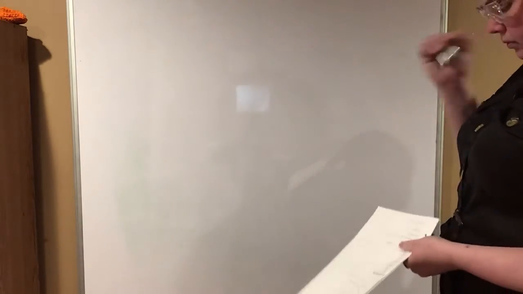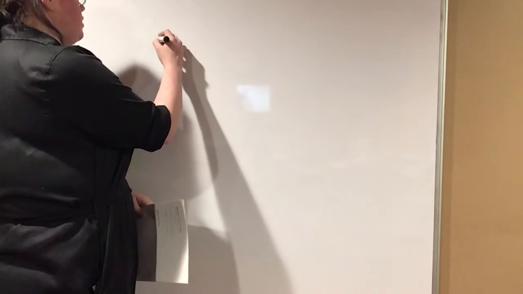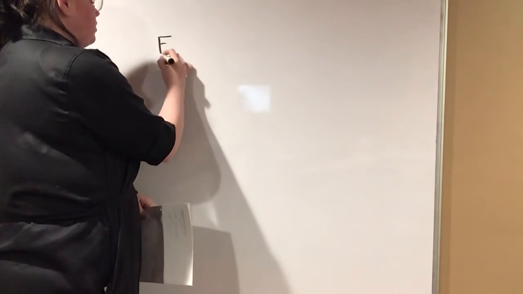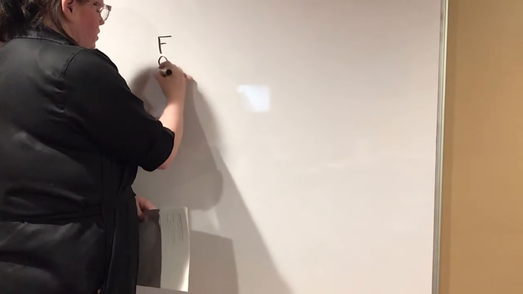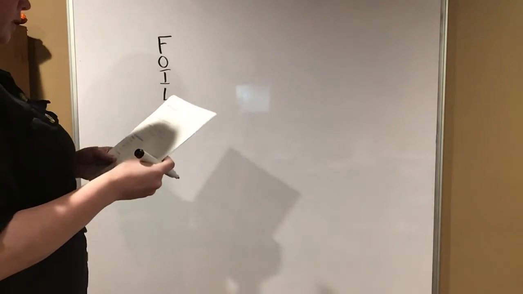The first one that you'll run into is a binomial, and multiplying those together. There are different methods of multiplying things together. I'll teach you two different methods and you can choose which way you like. So our first method is FOIL. I say it really weird because of my accent.